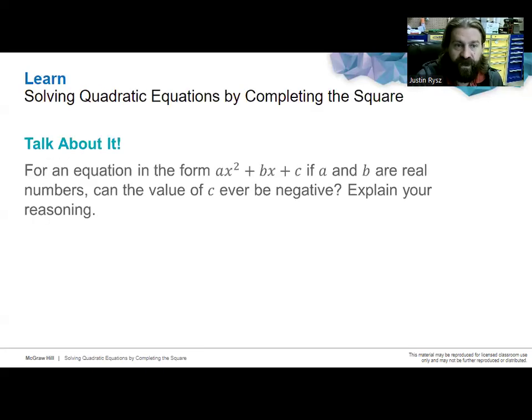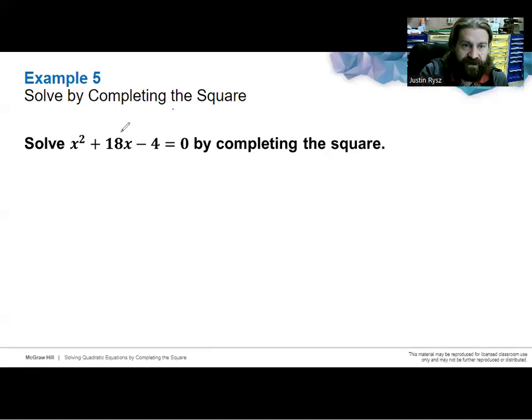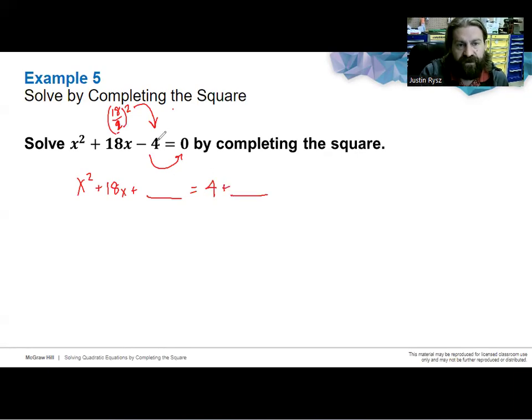If we ever have a number with an a in front, we're going to have to make sure we divide by a first. Notice here, this 18, if we take 18, cut it in half, that is 9, and square it. That is not what we have. So what we're going to do first is move this over and leave it blank. So I'm going to put x squared plus 18x plus blank equals 4 plus blank. So I moved this 4 over and I'm adding a blank.